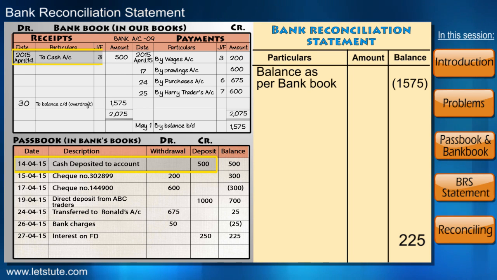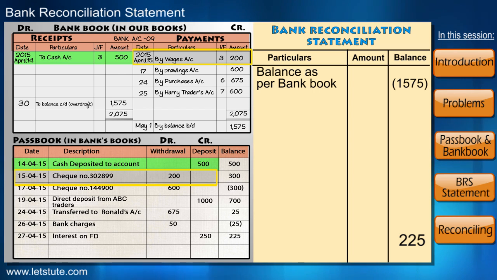Okay, so coming back, we've deposited cash 500. Bank to cash is the entry. This entry is there in both the books. Then we paid for wages 200. Again, we withdrew for drawings.